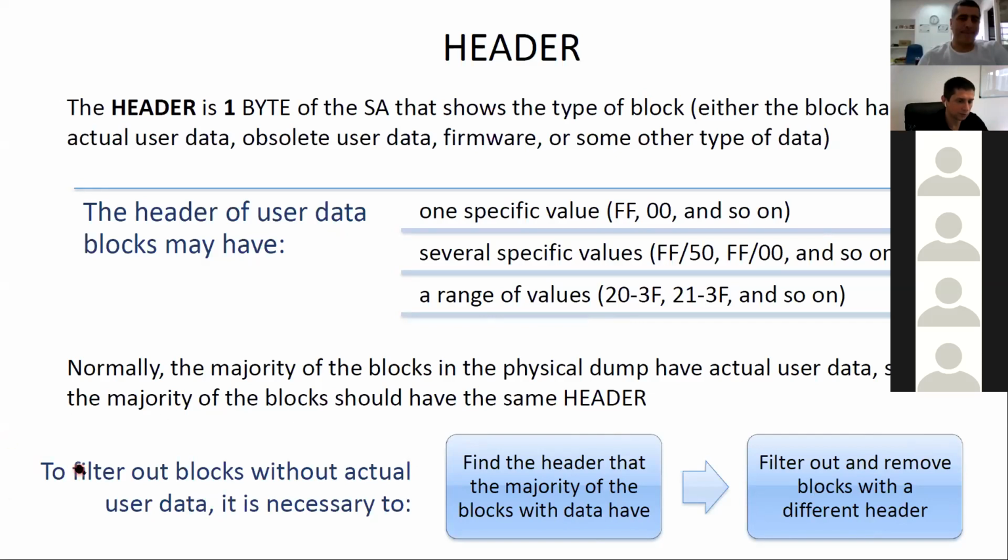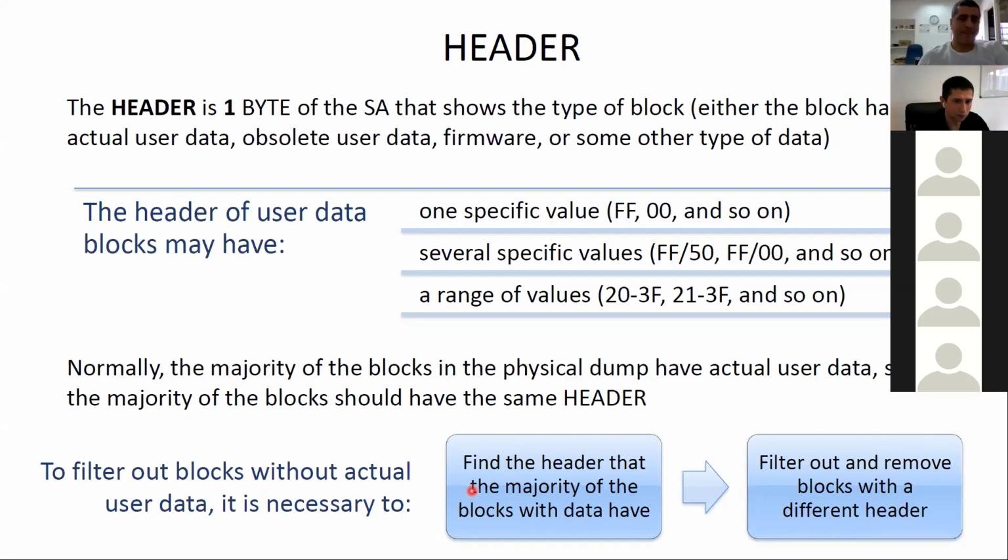So to filter out blocks without actual user data, to keep just user data in the logical image, it's necessary to find the header that the majority of the blocks with data have, and then just remove the other blocks with other headers. Then we just tell the software to not use blocks with headers other than that of the majority of data blocks. So it's just a statistical thing.